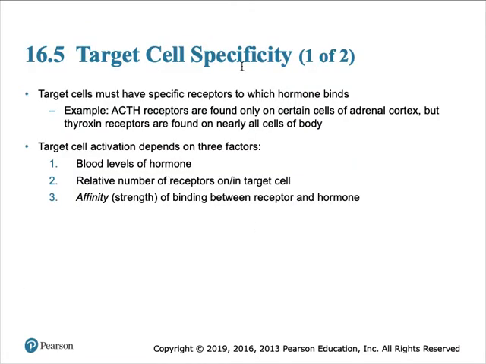We call that target cell specificity. For example, ACTH receptors are found only on certain cells in the adrenal cortex, but thyroxine receptors are found on pretty much every cell of the body. So which cells need to respond to thyroxine versus ACTH?